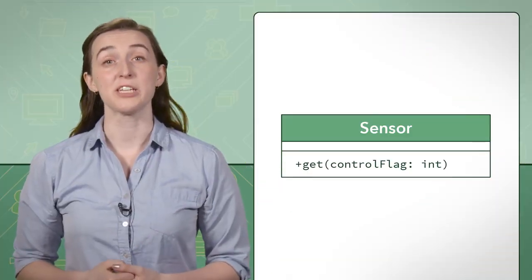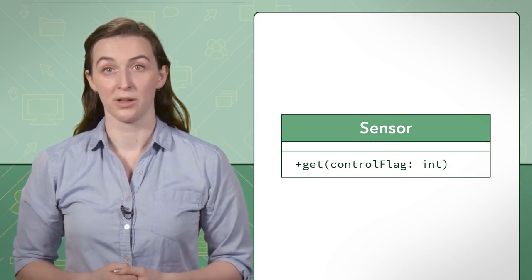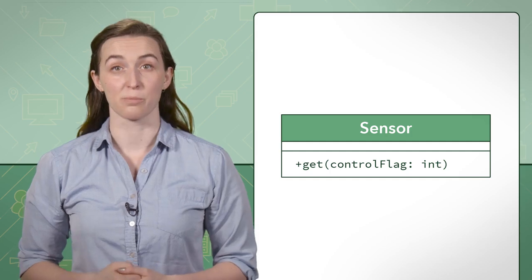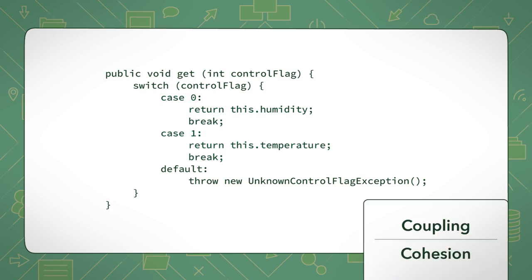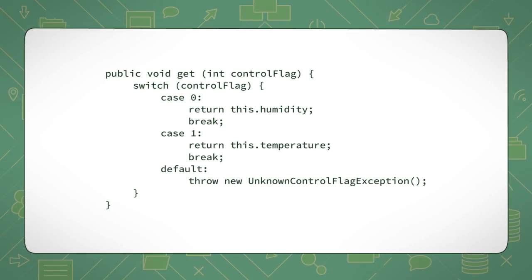Let's now look at a more detailed example of coupling and cohesion. Suppose we have a class called sensor that has 2 purposes, getting humidity and getting temperature sensor readings. Here we have a get method that takes a 0 flag if you want it to return the humidity value, and takes a 1 flag if you want it to return the temperature value. Now let's evaluate this sensor class based on coupling and cohesion metrics. Since this sensor class doesn't have a clear single purpose, it suffers from low cohesion.